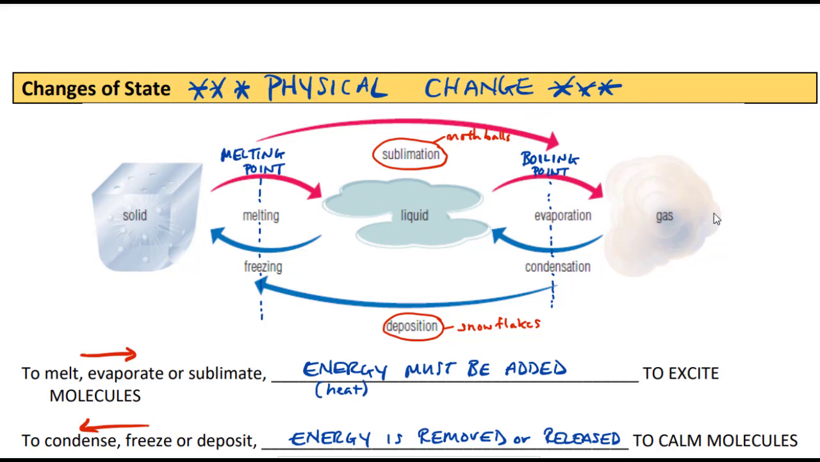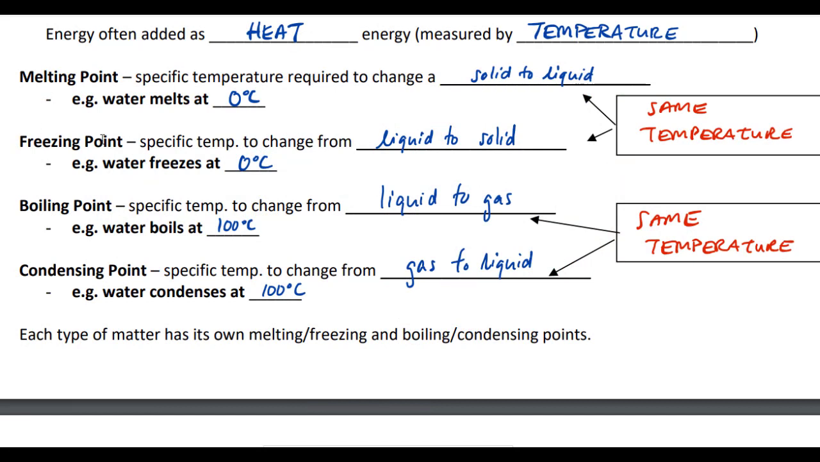So if I want to go this way to the right, from solid to liquid to gas, or straight from solid and sublimate to a gas, I have to add energy to get those particles moving and spreading out. If I want to go the other direction, I'm going to have to remove that energy to calm the molecules down. Now, melting point, freezing point, boiling point, condensing point, these are all important terms, but they're not too tough to understand. The melting point is the exact temperature that it takes to have a solid turn into a liquid.